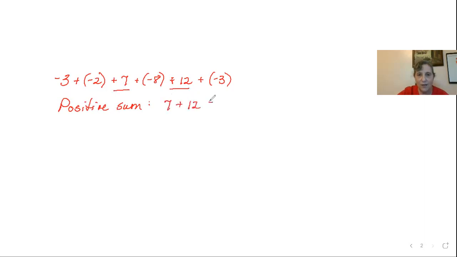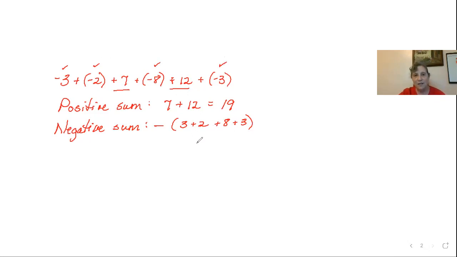And that is, of course, going to be a positive number. When you add positive numbers, you get a positive number. So 7 and 12 is 19. Get your negative sum. Add up all the negative numbers, and the answer is going to be the negative of whatever the sum of the number parts is. So this is going to be a negative of 3, 2, 8, and 3. So a negative 3, a negative 2, a negative 8, and a negative 3 is the same thing as the negative of 3, 2, 8, and 3, which is going to be a negative 16.